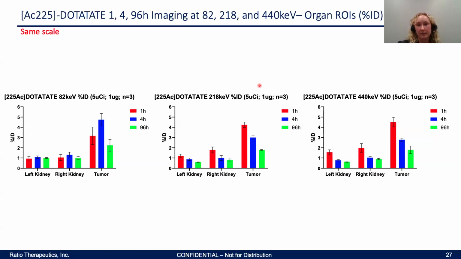And then the same similar trend was seen in the 218 and the 440 keV images. Comparing those two to each other, there was highest % ID at 1 hour, likely due to some of that scatter that we were seeing. Then washing out at 4 hours and 96 hours for both 218 and 440 keV tumor uptake.